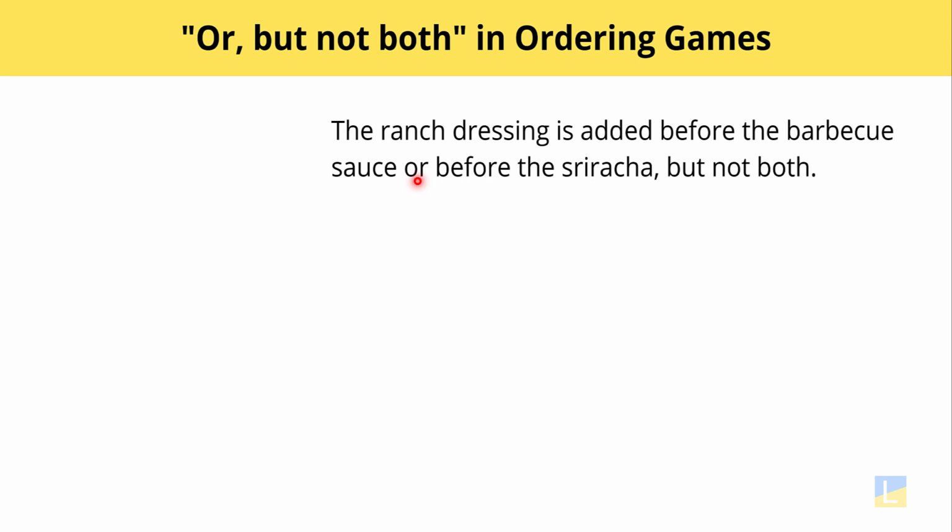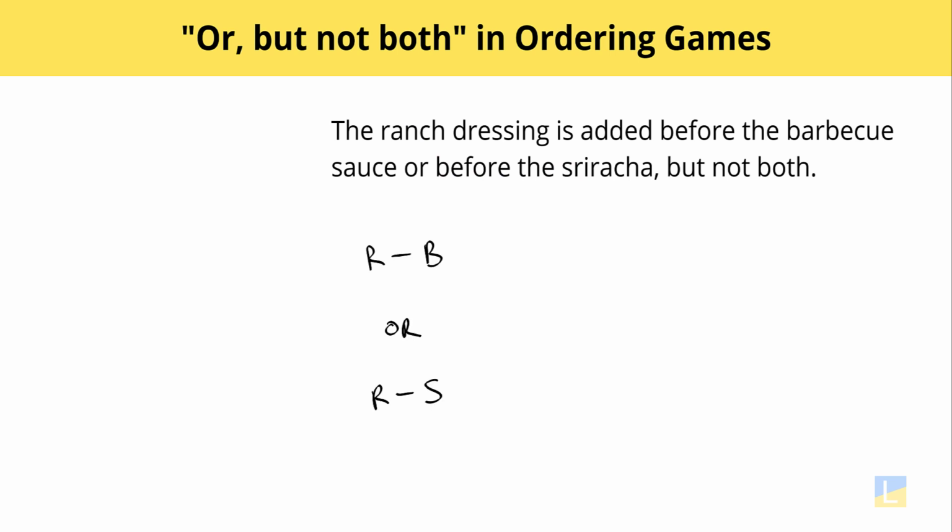Well, whenever I get "or but not both" in a logic game, I'm going to start by diagramming and visualizing each part of the or statement first. And so what I mean by that is ranch is before barbecue or ranch is before sriracha. Let's go ahead and diagram that.